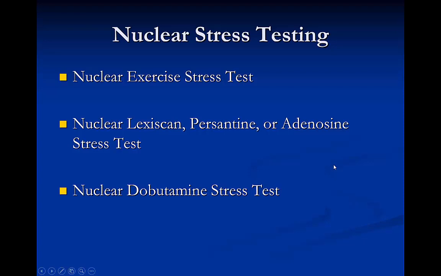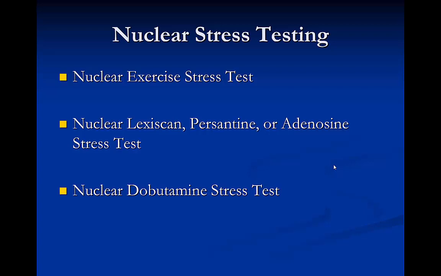So the other category we talk about is nuclear stress testing. So we have a nuclear exercise stress test, a nuclear pharmacologic stress test, which would be Lexiscan, persantine, or adenosine, and then a nuclear dobutamine stress test. So the other categories that we talked about were non-nuclear.